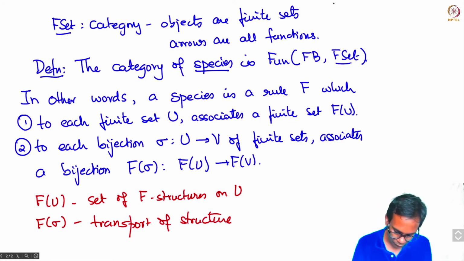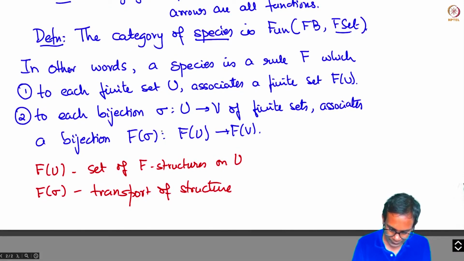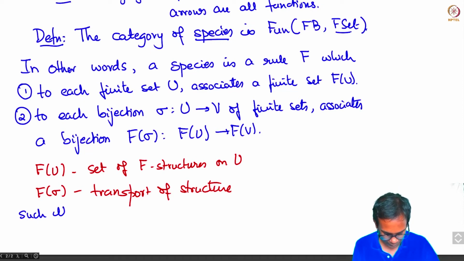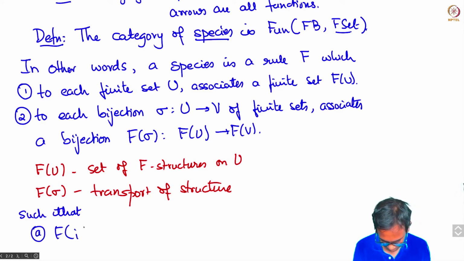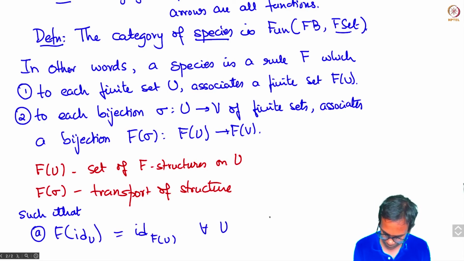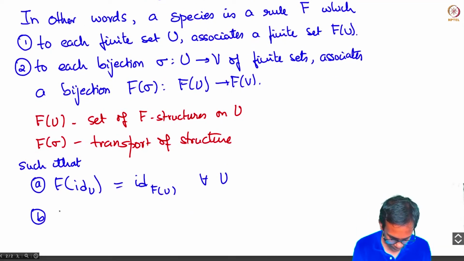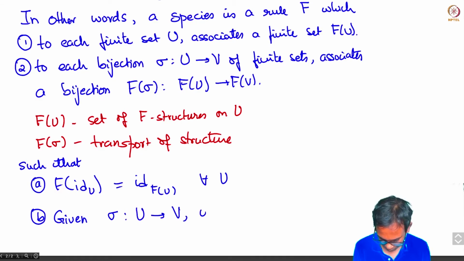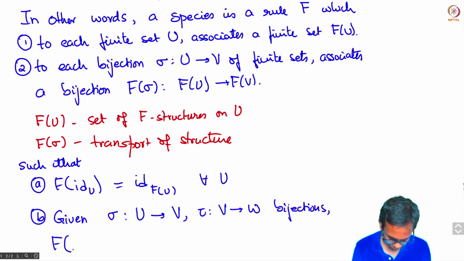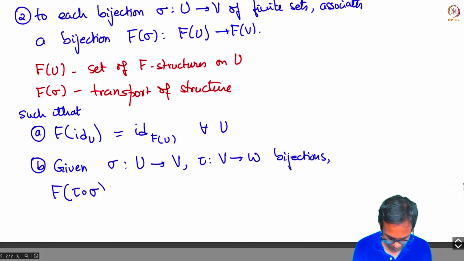We are not done yet with unwinding the definition. These sets and these transport functions must satisfy certain axioms. So the axioms are axioms for a functor, namely that F of the identity of U is the identity function of F of U for every finite set U. And the second axiom is that given bijections sigma and tau, F of tau circle sigma needs to be equal to F of tau circle F of sigma.